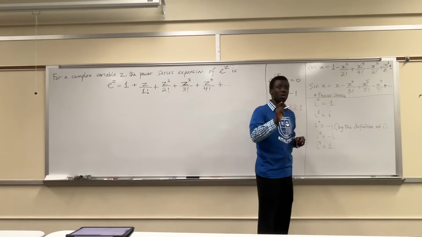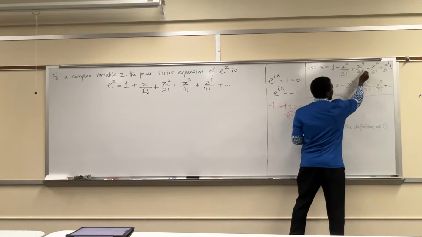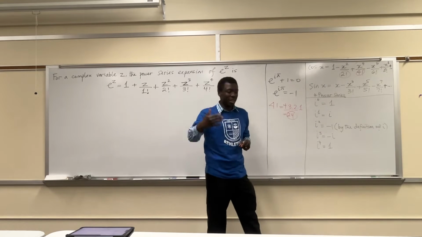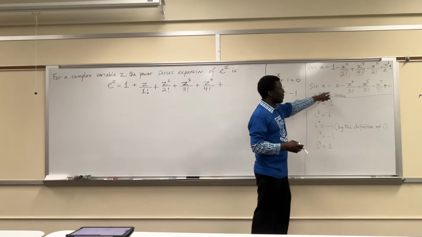Now notice a pattern with the cosine factorial. It's even, right? We have even numbers there. And then with the sine x, we have odd numbers.